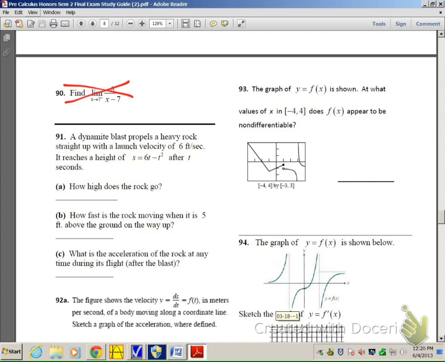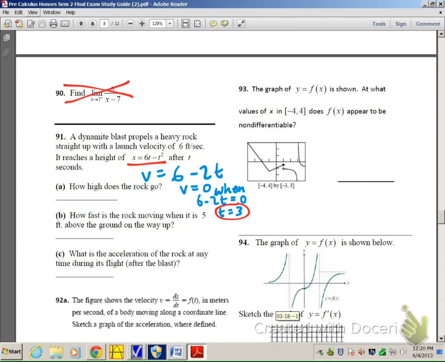Here we have the position. We're going to need to know what the velocity is. So the velocity is the derivative of the position, so 6 minus 2t. Let me do this a little bit better. So 6 minus 2t is the velocity, and the velocity equals 0 when 6 minus 2t is equal to 0, and that's when 2t is equal to 6. In other words, when t is equal to 3. That's when the velocity is equal to 0.